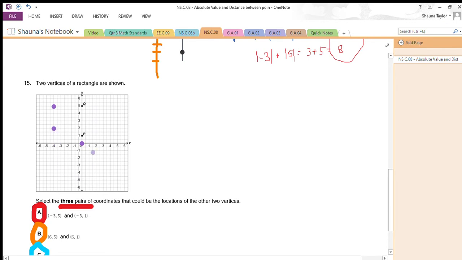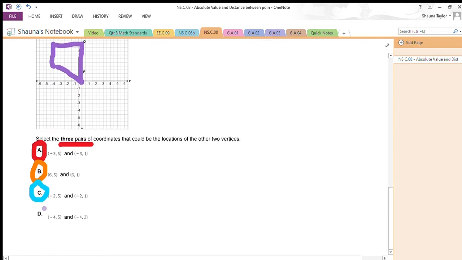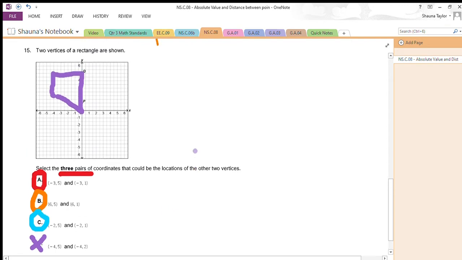So that's here. So if we connect it from here to here, here to here, here to here, but look at this one. That does not look like a rectangle. So that's why we are not picking D. So did I select 3 pairs? I sure did. A, B, and C. So I have to click on all 3 of those to make sure that my answer is correct. Okay, so that's everything for NSCO8. Let's go ahead and move on to GAO1.